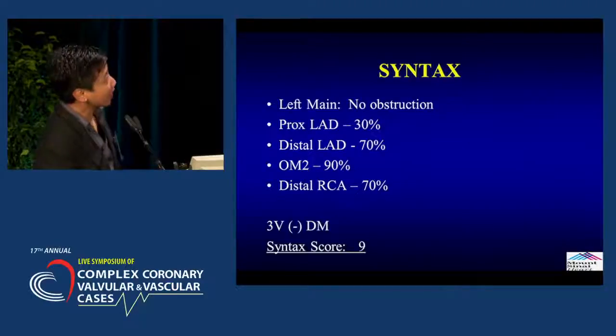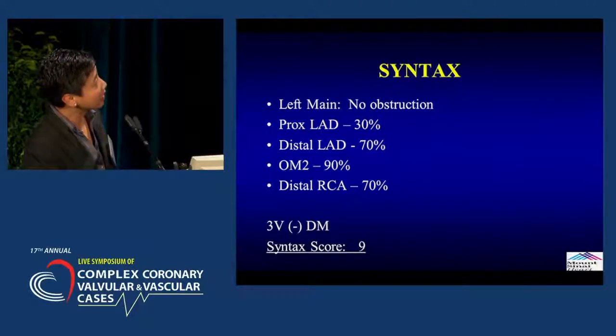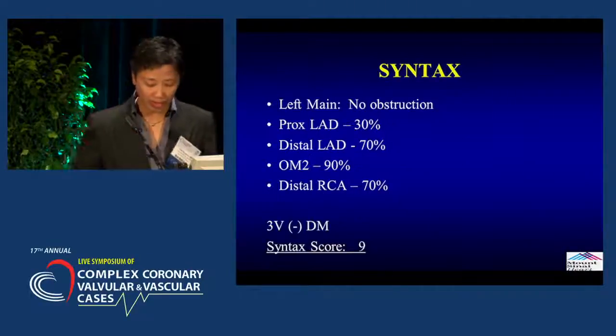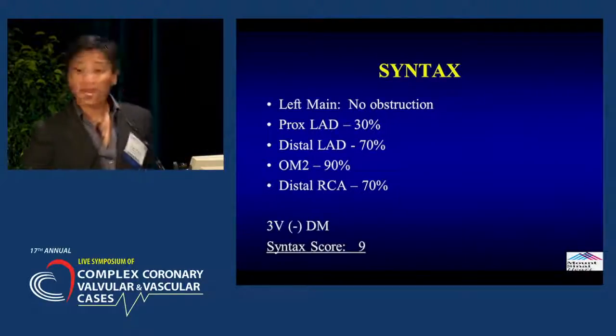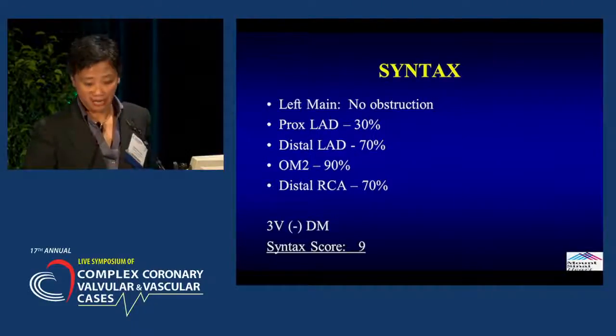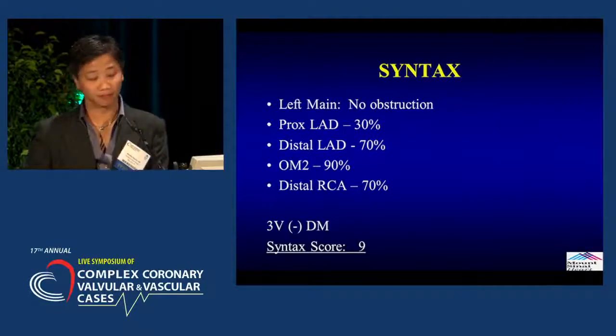So how many vessels do we have here? So 3-vessel CAD, LAD, OM, RCA, no diabetes. So when you have 3-vessel, no diabetes, can we PCI? Yes, because the SYNTAX score is not more than 23. So this is a PCI patient.